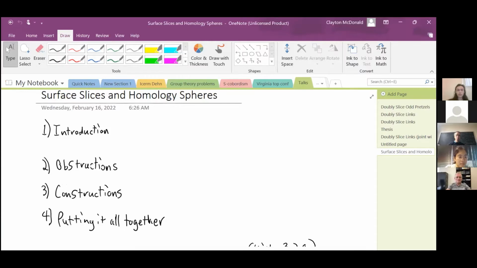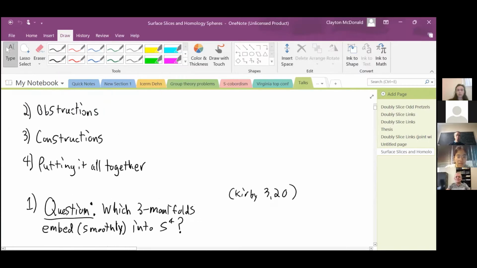All right, so first, introduction. Really this starts with one central question, which is which three manifolds embed smoothly into S4. This is I think Kirby problem 3.20. I didn't check that, I just wrote that off the top of my head. I think that's right.